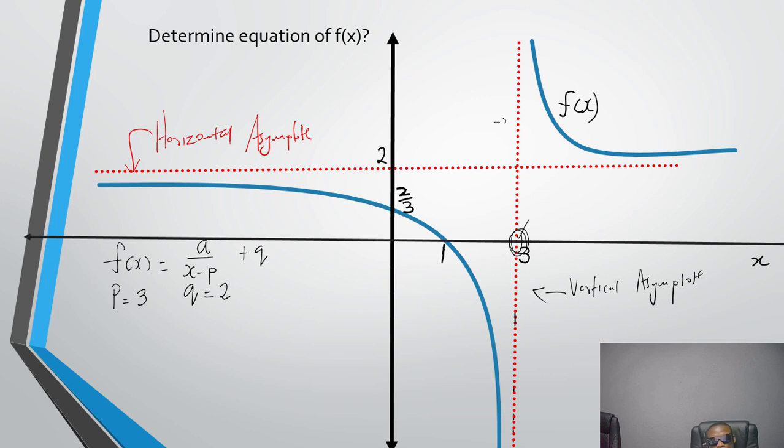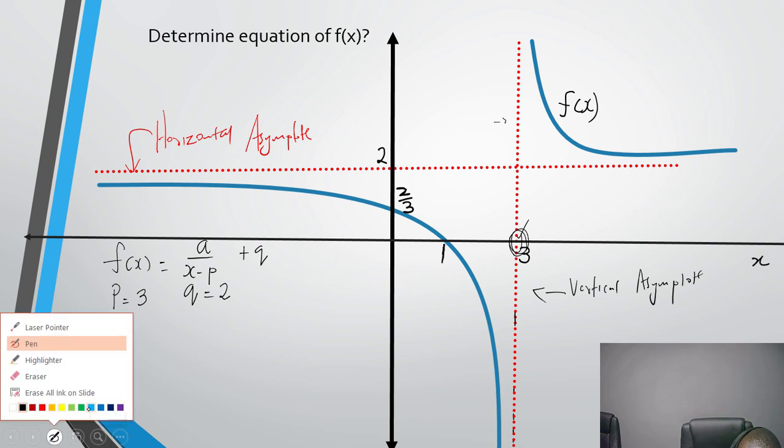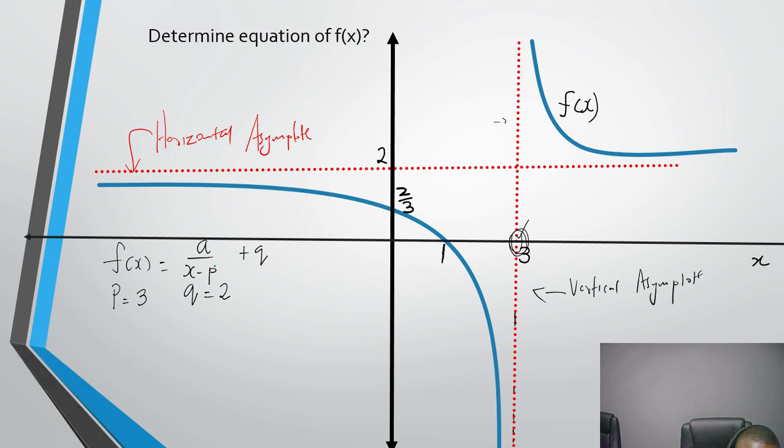I'm getting there. Remember, I want to know the equation of f of x. So what is the last thing that I need to know now? I have p, I know q. I have to find a. But let me go back to how I found p. Let me need something to highlight it. I said this p here is the x asymptote.